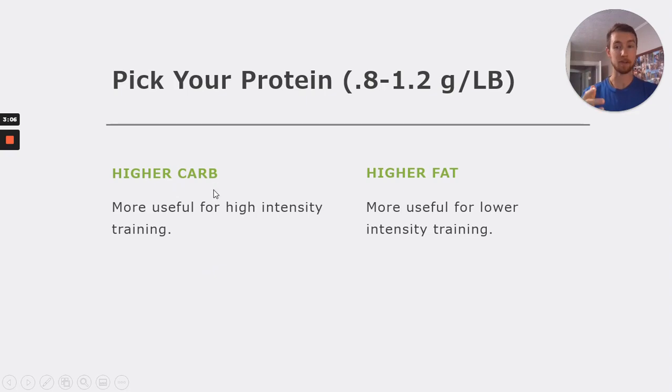And then your preference. You want to either go higher carb or higher fat. Carbs might be more useful for high intensity training, if that's the type of training you like to do. Fats might be more useful for lower intensity training. Typically, people will recommend a 60-40, 40-60 split between carbs and fats once you have your protein. So pick your protein first, and then pick your preference between higher carbs or higher fat. You could probably even just go 50-50 if you would like to.